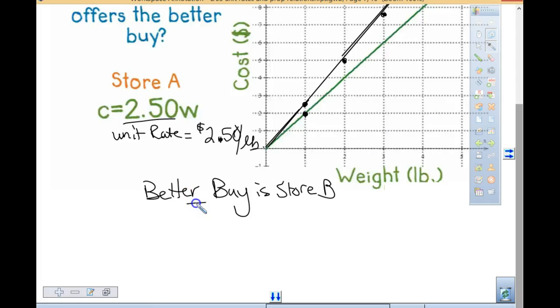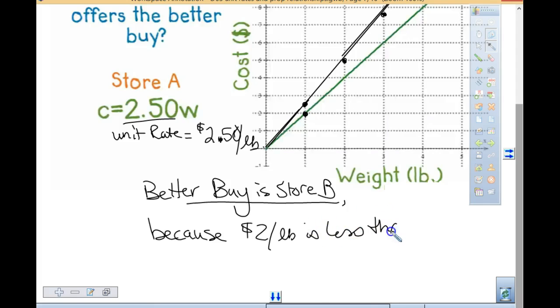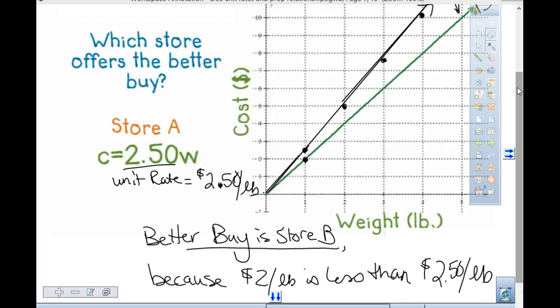So you're going to say which one is the better buy, in this case store B, and then it's going to say explain. And here would be your explanation. Because what? Because $2 a pound is less than $2.50, right? And when I look at the 2 lines, I notice that this one is not as steep. That means it didn't cost as much. The more expensive one is going to have a steeper line. The less expensive one, the line is going to be flatter.